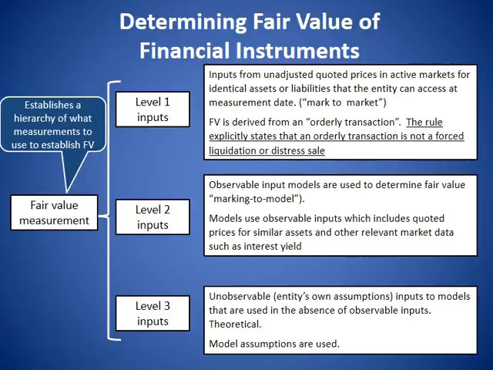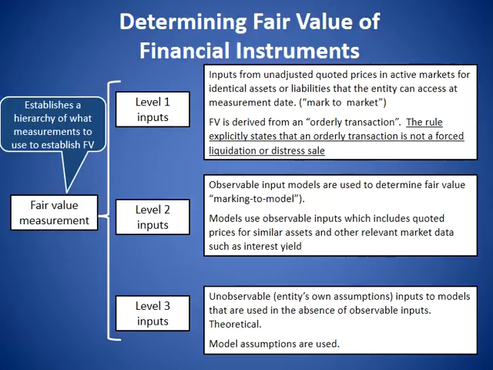So the FASB created what they call a hierarchy of inputs in order to determine fair value. They're called level 1 inputs through level 3 inputs. Level 1 inputs are the inputs that should be used. Those are the most desirable inputs. If we cannot use level 1 inputs for whatever reason, we have to resort to level 2 inputs.